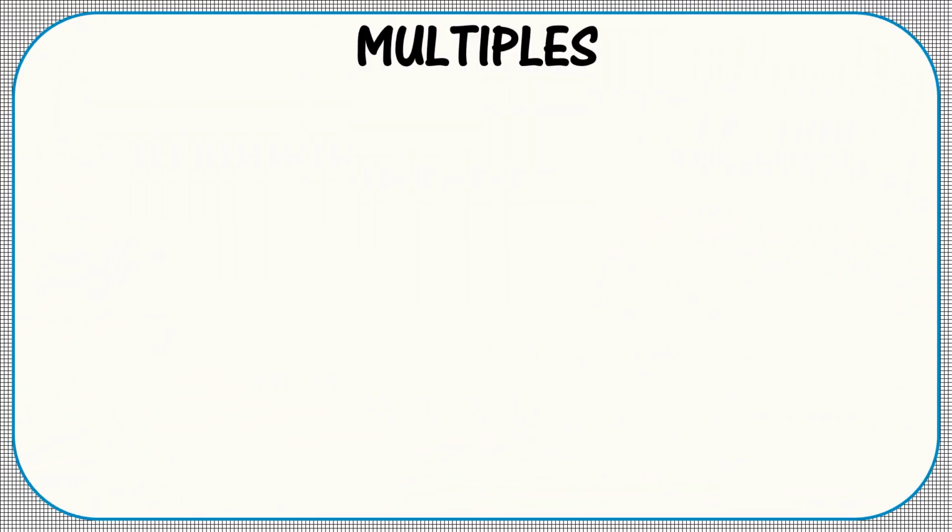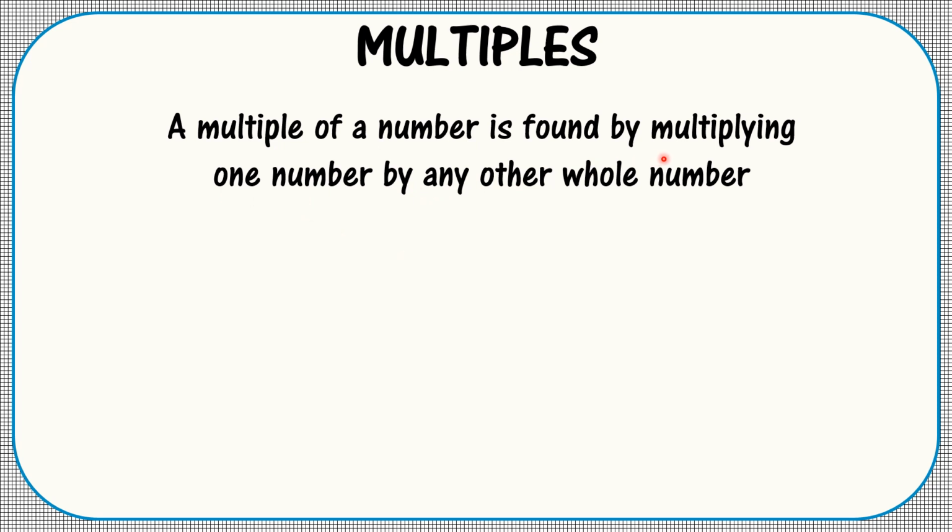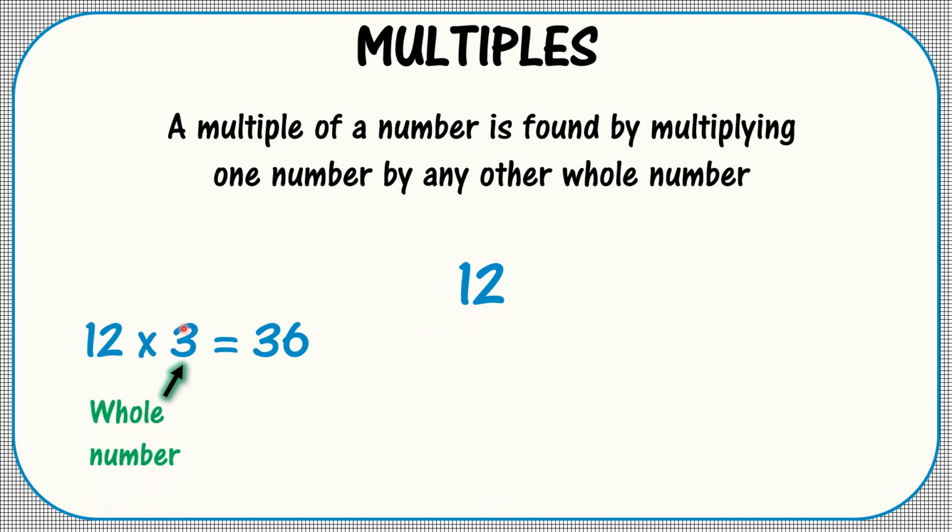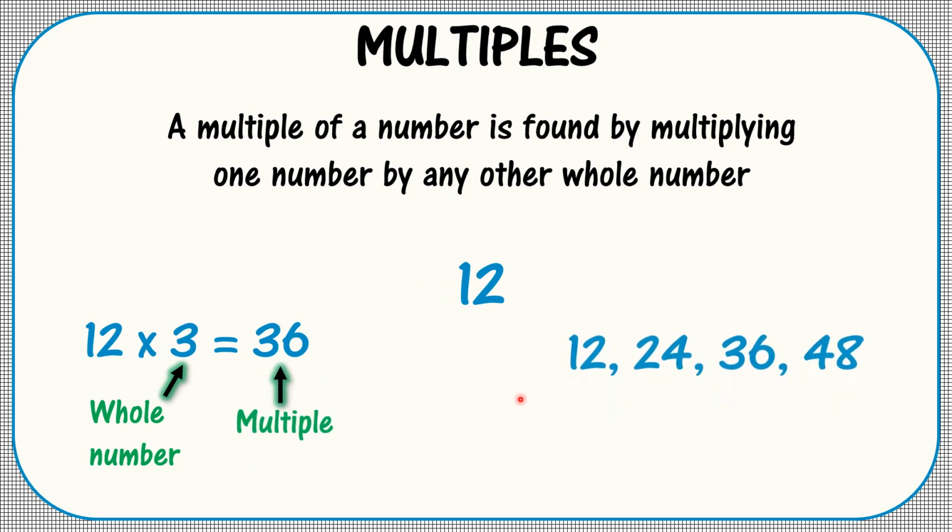The next thing which we'll be going through is multiples. Before we can work out the lowest common multiple, we need to first know what multiples are. A multiple of a number is found by multiplying that number by any other whole number. So if we want to find some of the multiples of 12, we know that 36 is a multiple of 12. It is 12 multiplied by another whole number.